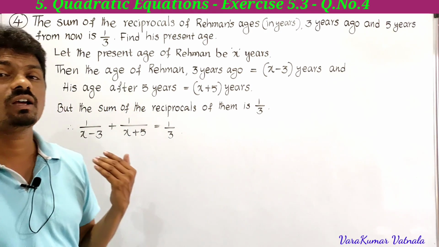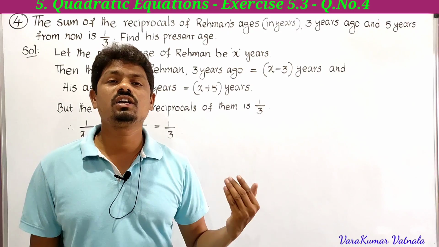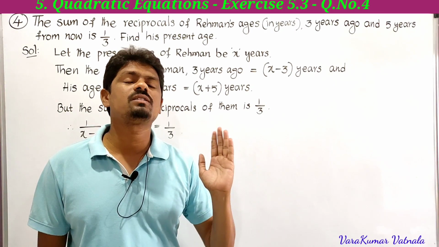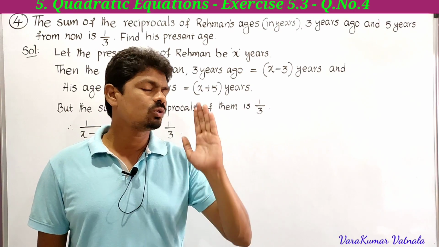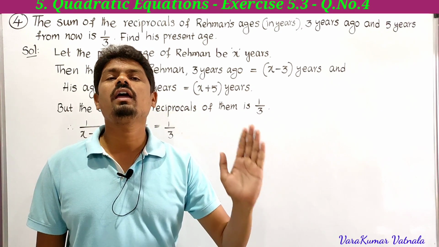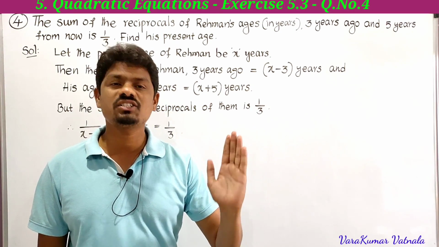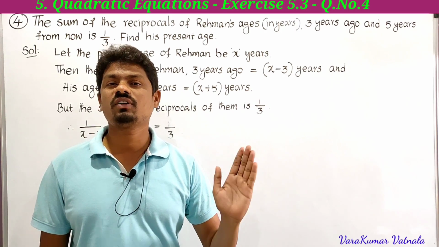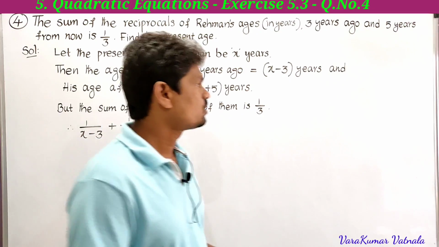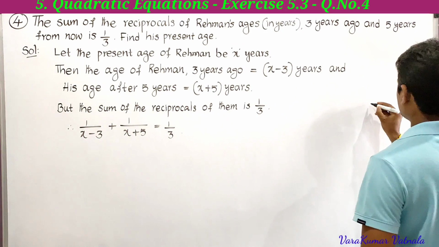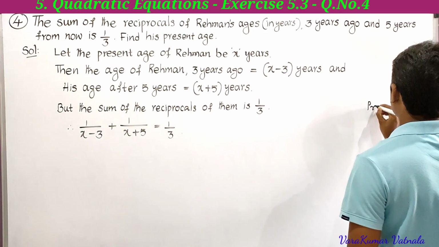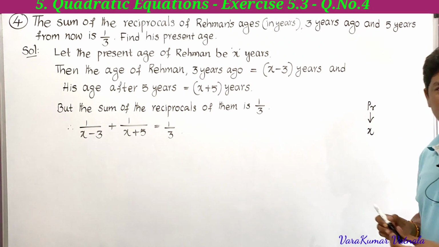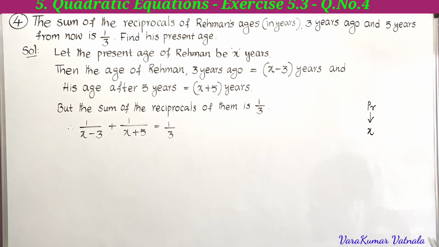So see here he is asking the present age of Rahman. Here we don't know the present age of Rahman. So let the present age of Rahman be x years.